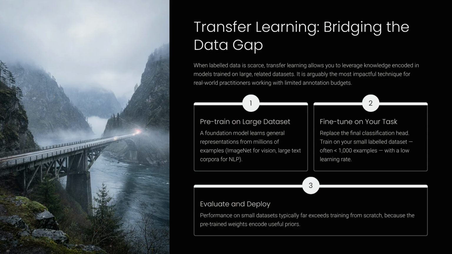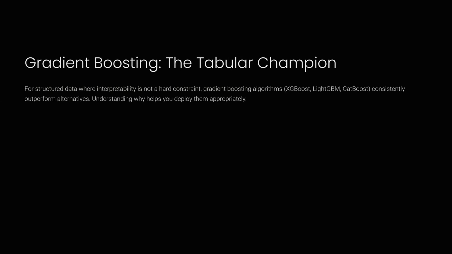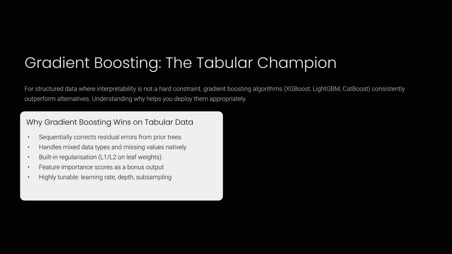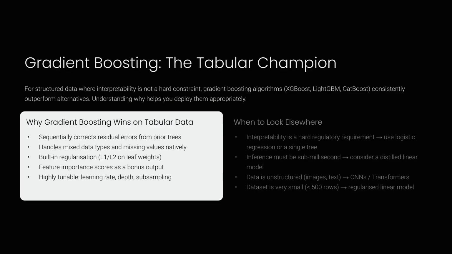Transfer learning bridges the data gap when labels are scarce. This involves pre-training a foundation model on a large dataset and then fine-tuning it on your smaller, specific task data for superior performance. Gradient boosting algorithms like XGBoost excel on tabular data by sequentially correcting residual errors, handling mixed data, and providing feature importance. Look elsewhere for hard interpretability or ultra-low latency constraints.